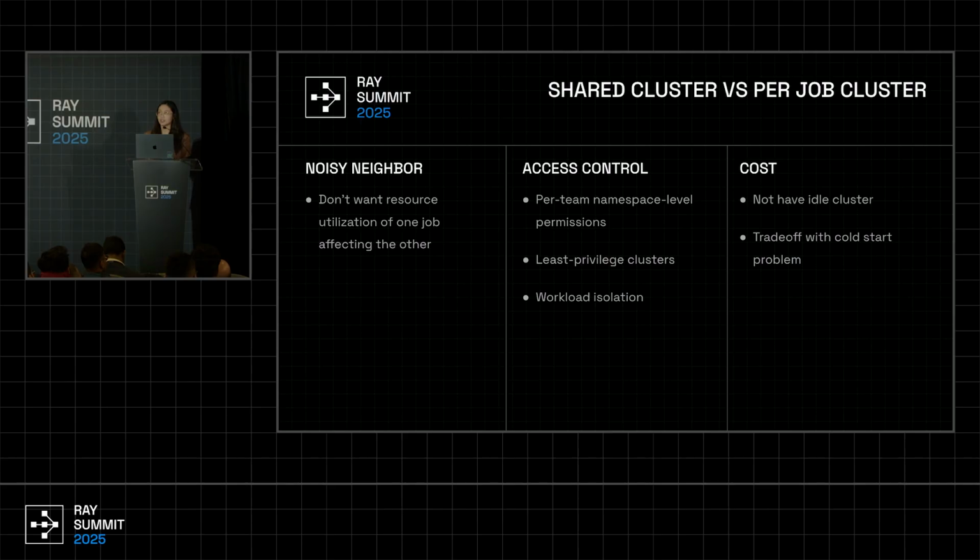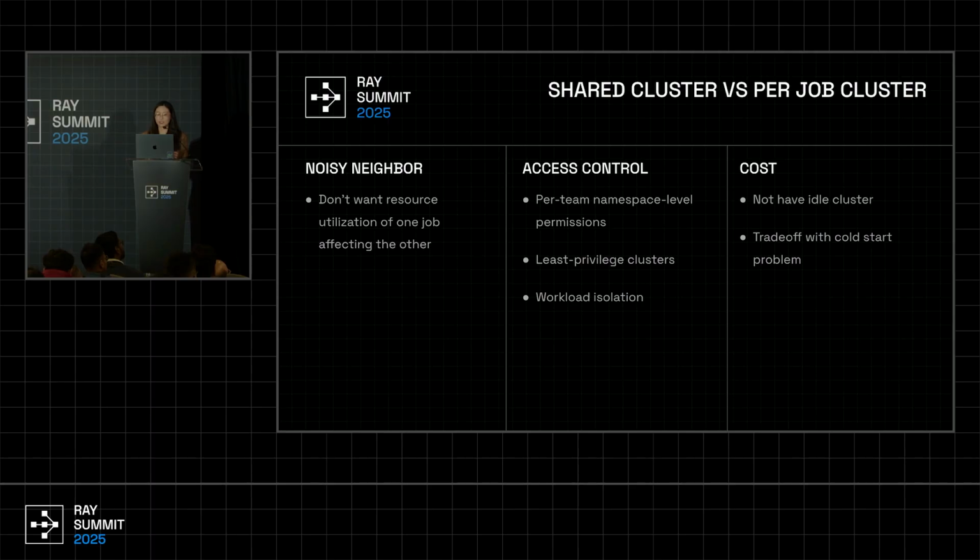The first is the noisy neighbor problem. Especially true during the initial development phase, users probably don't really know how many resources their jobs require. So whatever request they put is an educated guess. We don't really want the bursty resource utilization of one job to affect the resource utilization of another.